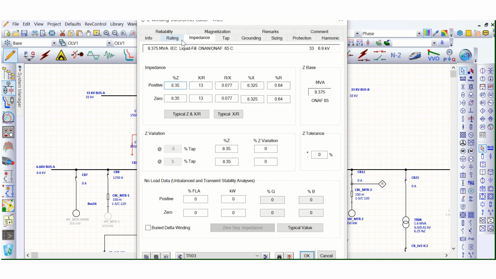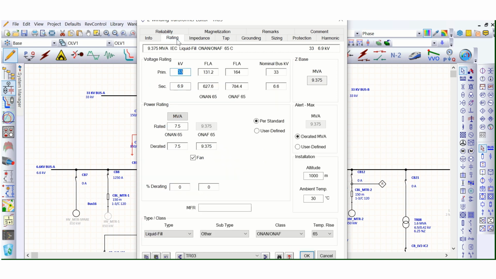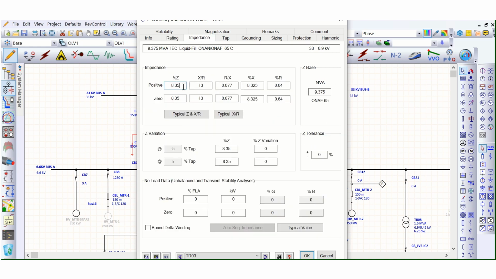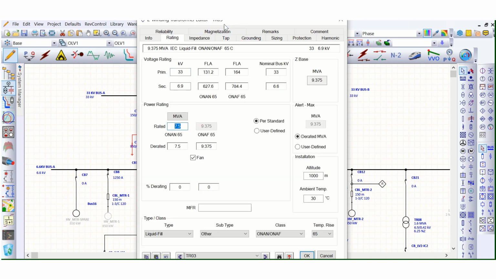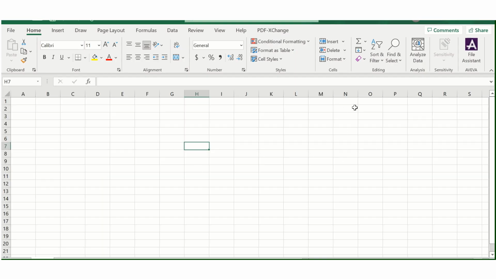if you don't have the actual data, suppose your OEM manufacturer, the transformer manufacturer, has provided only the ONAN rating impedance, so in that case what to do? Okay, let's suppose this is 8.35%. With the help of what was the transformer rating? This is 7.5 MVA. This is with the help of one Excel file. Okay, so 7.5 MVA transformer rating, and this percentage impedance was 8.35%.